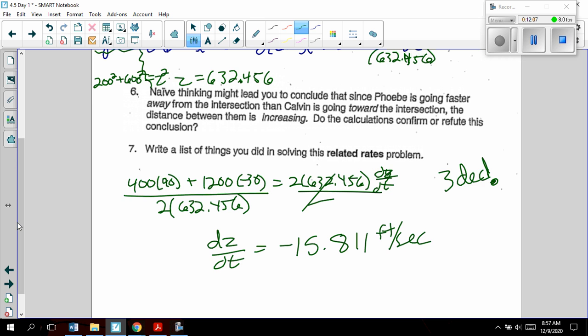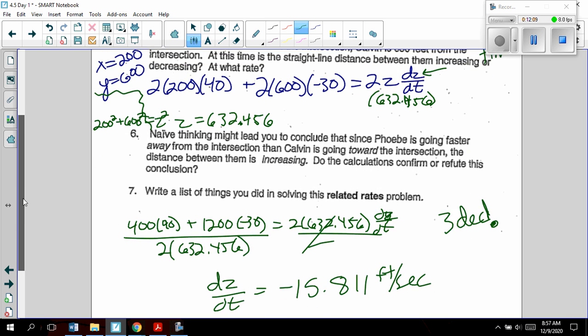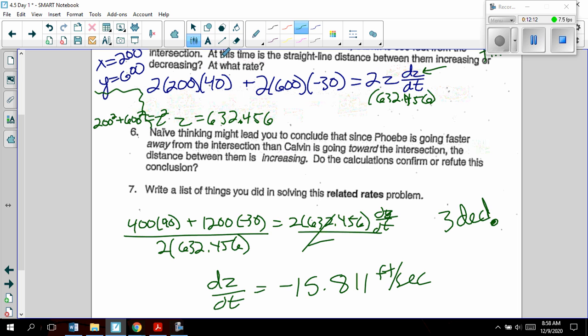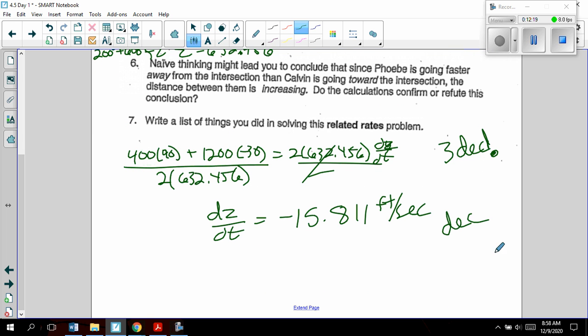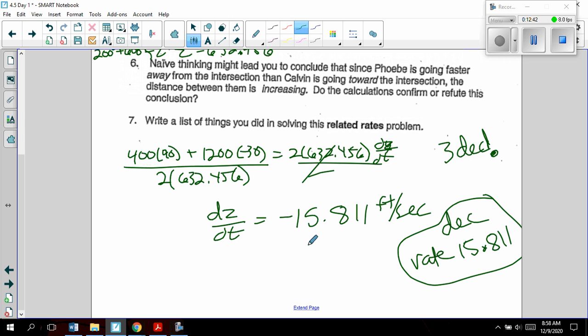So going back to the actual question, it said, sorry about that. Okay, at this time, is the straight line distance increasing or decreasing? Well, I have a negative, so I would be decreasing. And then because it says at what rate, your rate is 15.811. Because you say it's decreasing, that's what takes care of that negative. So just be careful of how it's worded. If it just says what is the rate, then it's negative 15.811. If it has increasing, decreasing, and then the rate, that can be, but if you show your work, we're going to understand what you're going for.